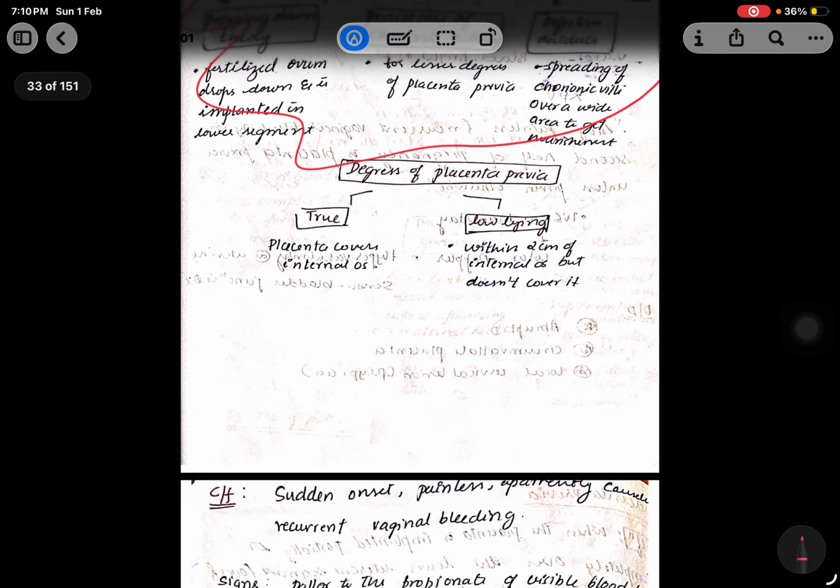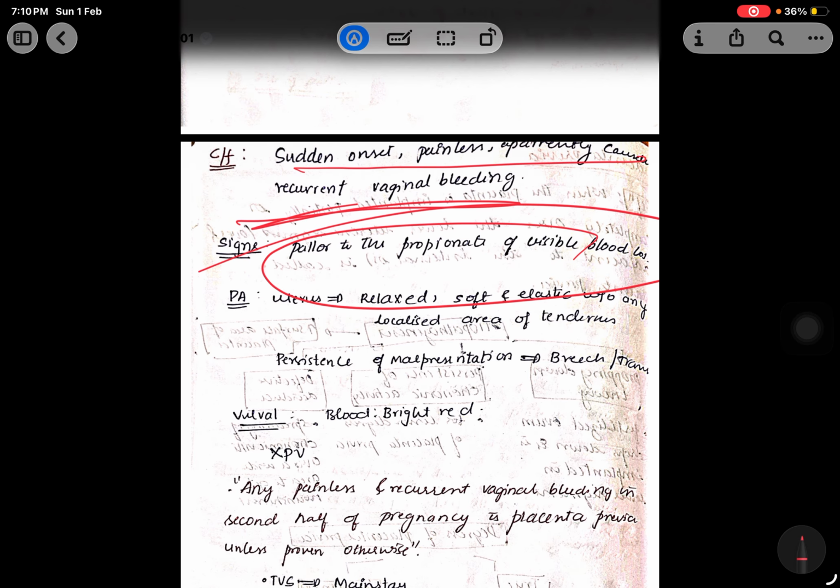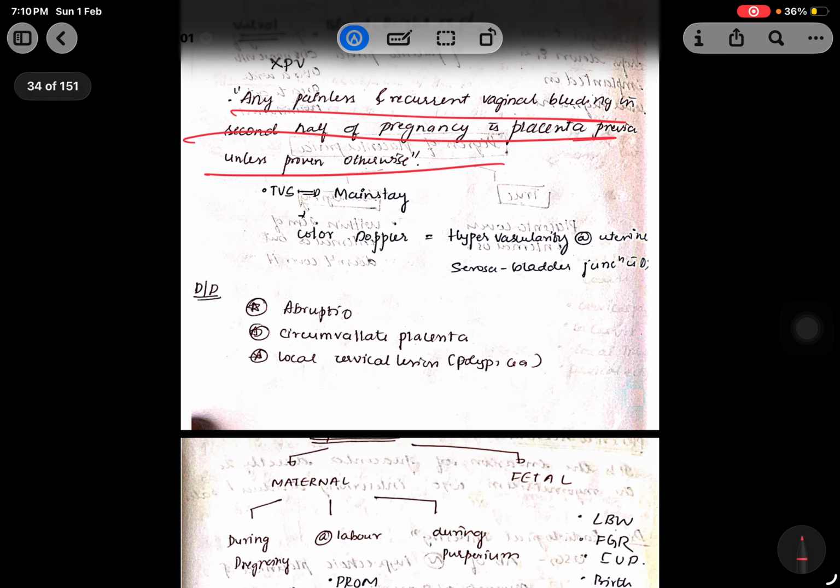It might be either true, or if it's within the 2 centimeter, then it's called low lying placenta. Again, sudden onset painless, no apparent cause, recurrent vaginal bleeding is placenta previa. Pallor is the major thing you have to write everywhere in OBG, provided she has something to do with blood. Again, as I mentioned, the same thing.